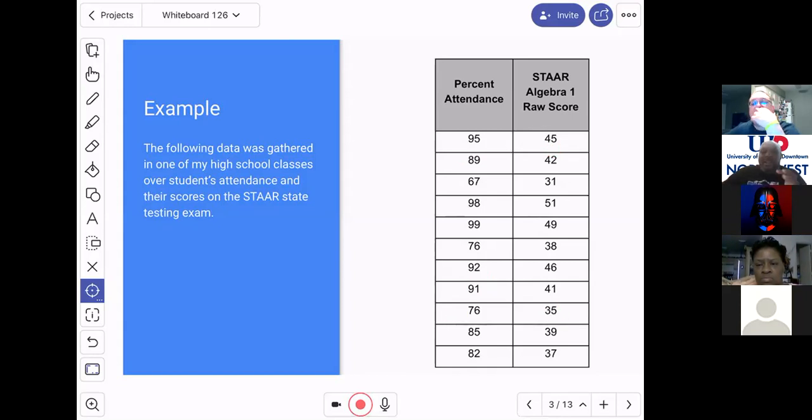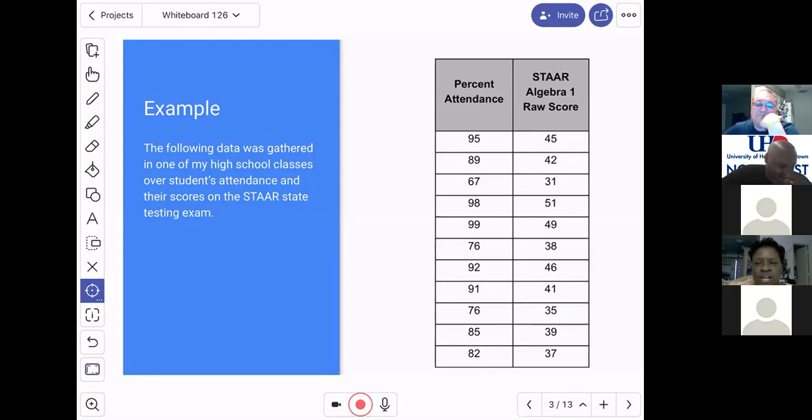Are we surprised by that in general? Do you think attendance and your score are related together in some kind of way? Let's think about that. Do you think the more you come to class, the better your score, or the more you come to class, the worse your score? Or it really doesn't matter?